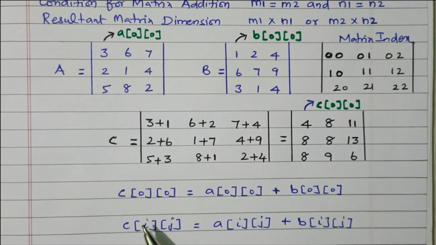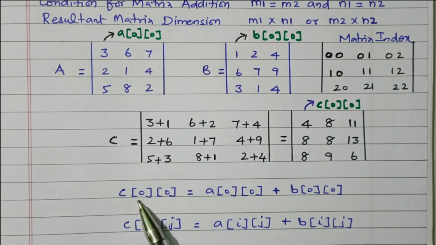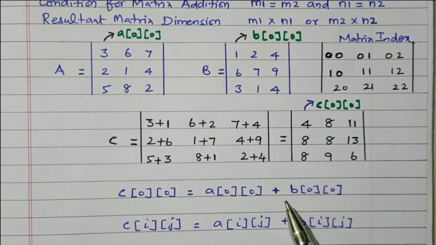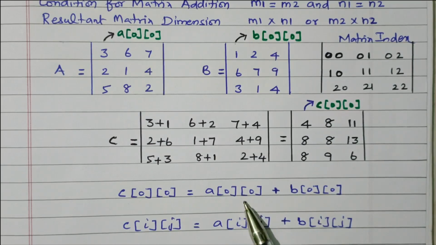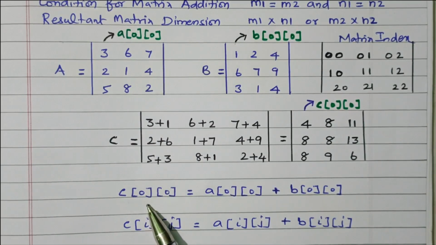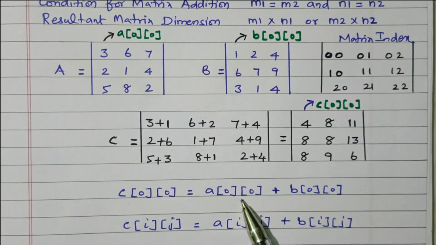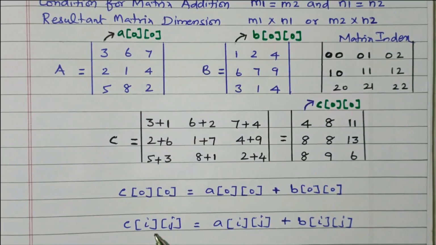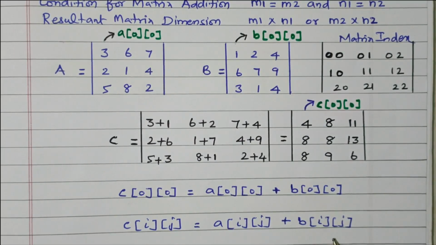Then what is the expression? We need to give the general expression. C of 0, 0, that is the first element, is nothing but A of 0, 0 plus B of 0, 0. A of 0, 0 is added with B of 0, 0, which gives C of 0, 0. Similarly, C of 0, 1 is nothing but A of 0, 1 plus B of 0, 1. Like that we can add. So in general, how can we write it? C of ij equals A of ij plus B of ij.